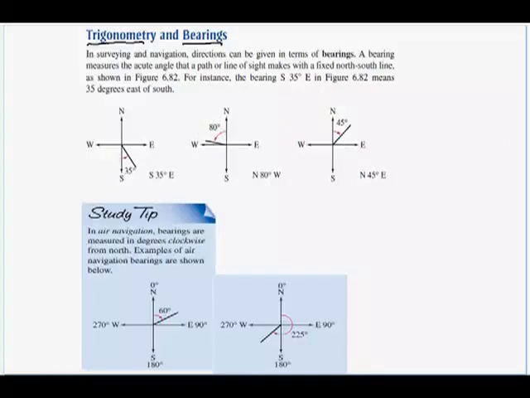In air navigation, it's slightly different. In air navigation, bearings are measured in degrees clockwise from north. So here's our north line of sight, and we just read 60 degrees off of that. If we're all the way around into quadrants 2 or 3, we'd still go all the way around. From that north-south line, we're measuring 225 degrees.